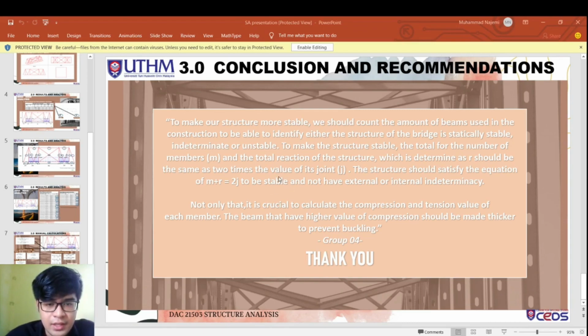Not only that, it is crucial to calculate the compression and tension value of each member. The beams that have a higher value of compression should be made thicker to prevent buckling. I think that's all for the conclusion and recommendation. Thank you.